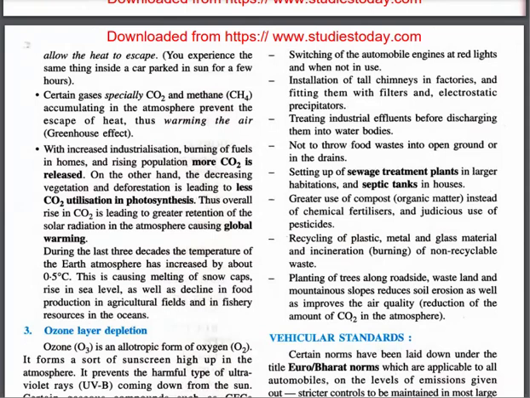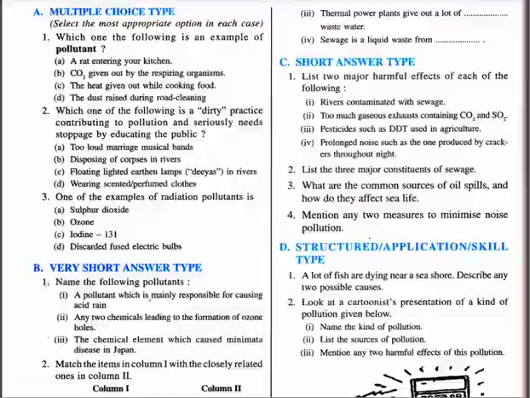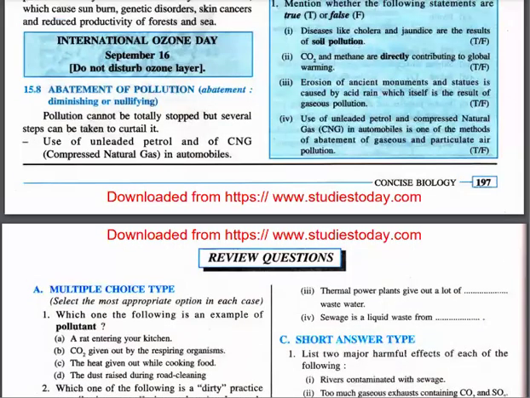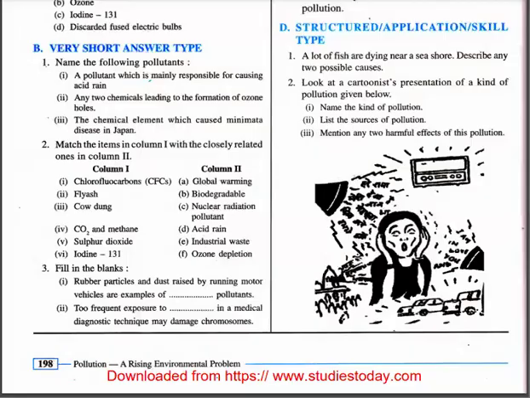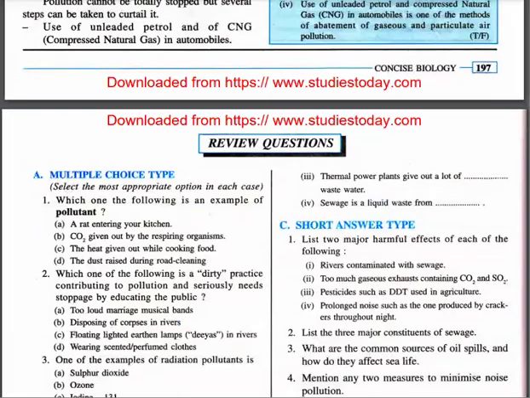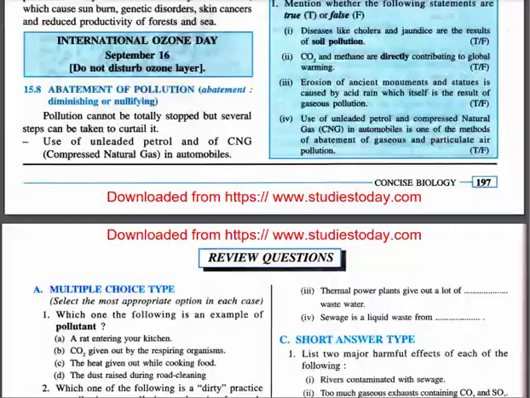So next, okay, then we're done. International Ozone Day is celebrated on September 16th every year. Do not disturb the ozone layer. So I guess we finished over here. Try to solve the questions given at the back of your textbook.